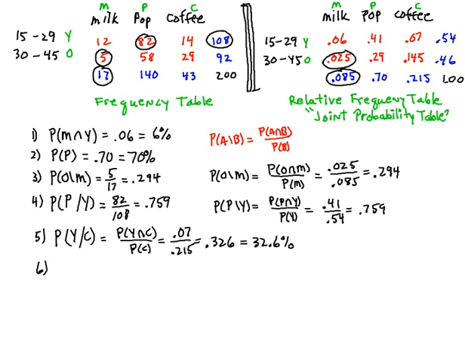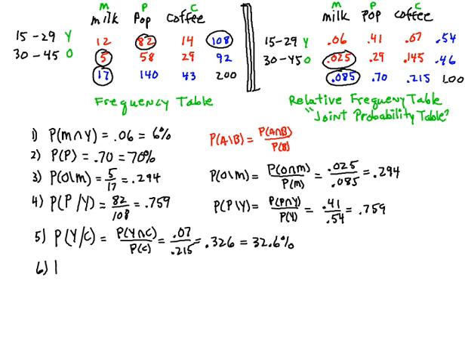Number 6, what is the probability that a person is in the older age group or prefers pop? That's a little different yet. It's not a joint probability. There's a word "or" there. There's two events going on, so it's not marginal. And actually, we're not told it's an older person. We're not told that the person prefers pop. It says, what is the probability that a person is in the older age group or prefers pop?